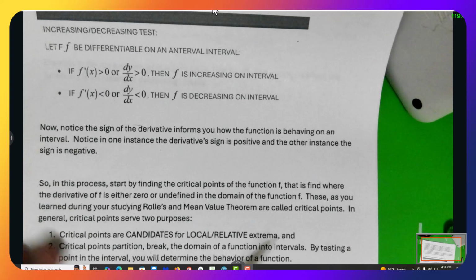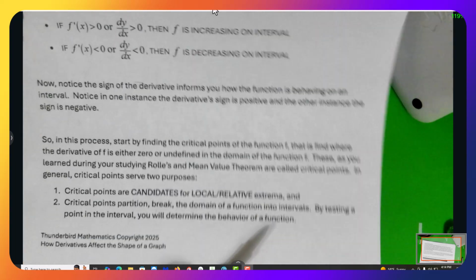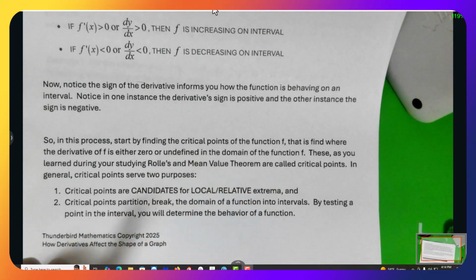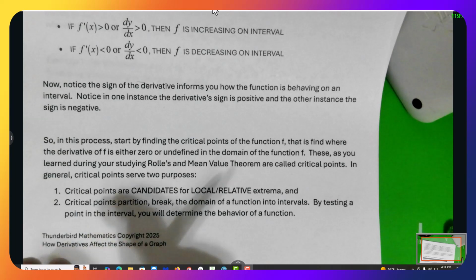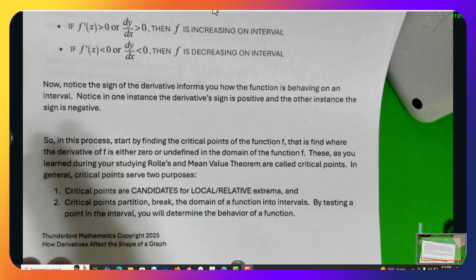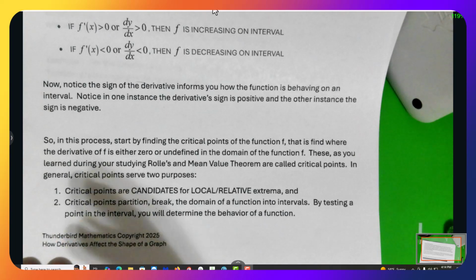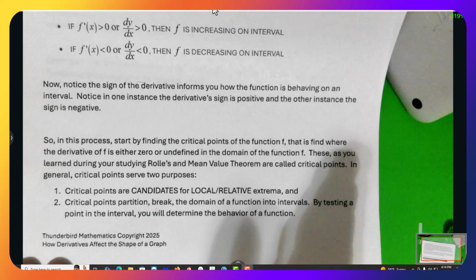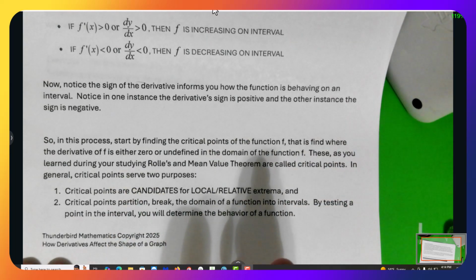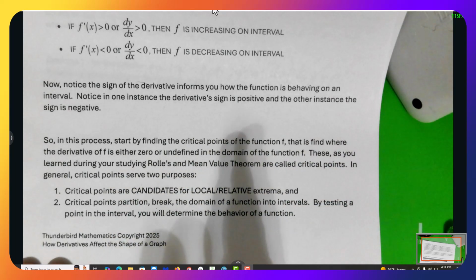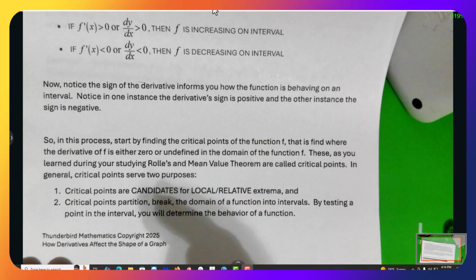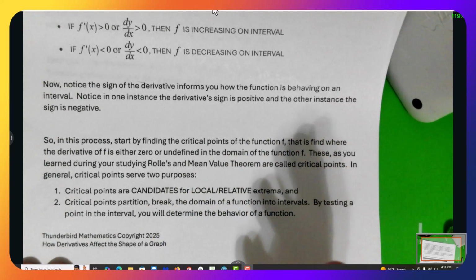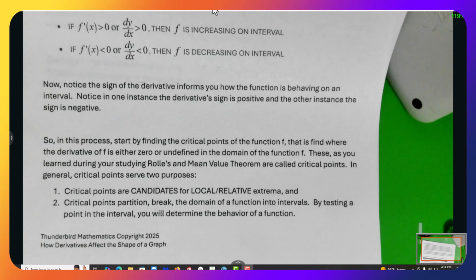What I think is essential to know is critical points serve a very useful purpose. They break the domain into little intervals. The math word for breaking the domain up is called partitioning the domain. Then you can test a point in each of those open intervals. If the derivative is positive at that point, the function is increasing on that whole interval. If it's negative at the point, the function is decreasing on the whole interval. So this is a very important process.